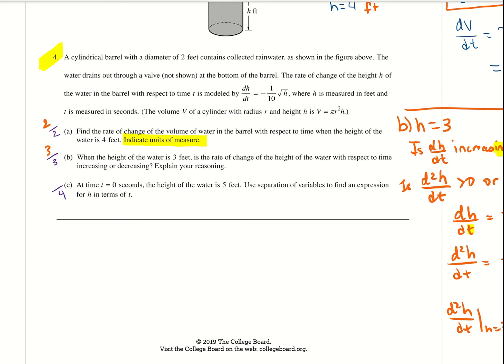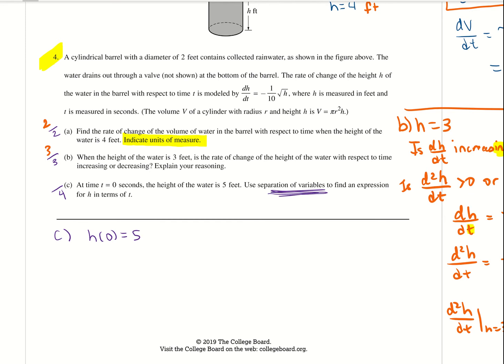At time equal to 0, the height is 5 feet. So the height at time 0 will equal 5. I have an ordered pair there. I'm going to use separation of variables to find an expression for h. Well, this was a nice little hint. They sometimes don't give you that hint. So that was nice that they did this.